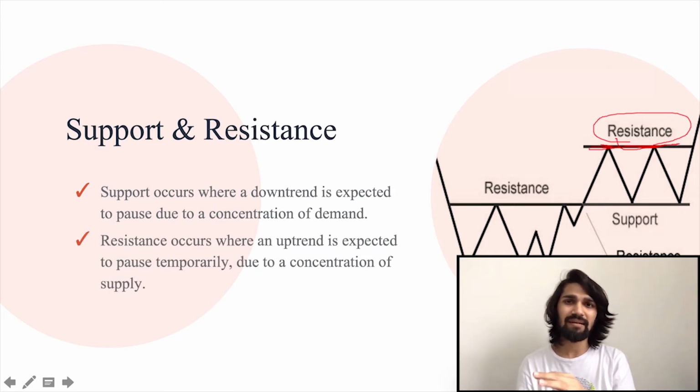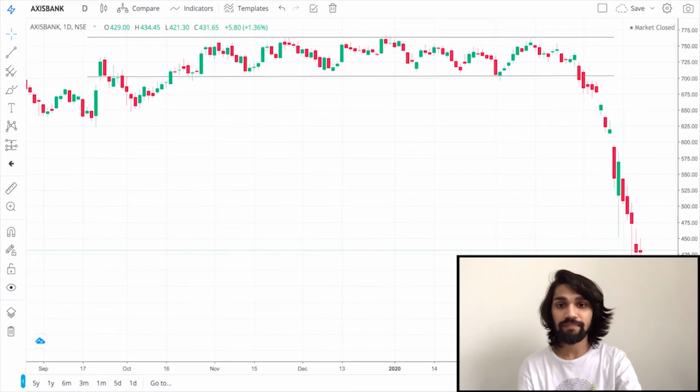Weak support is like the price tried hitting it once or twice and it's not very difficult to break it, but a strong support or a strong resistance is when the price tried crossing that point multiple times and it was unable to do it. But if it breaks the strong support or the strong resistance, there is no stopping it. Now I'll show you examples.